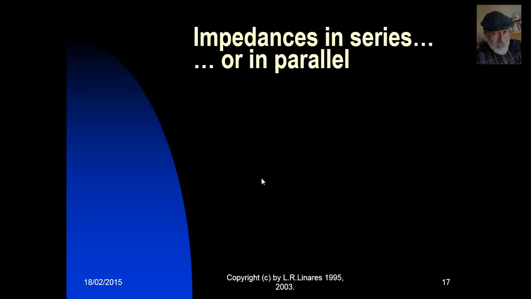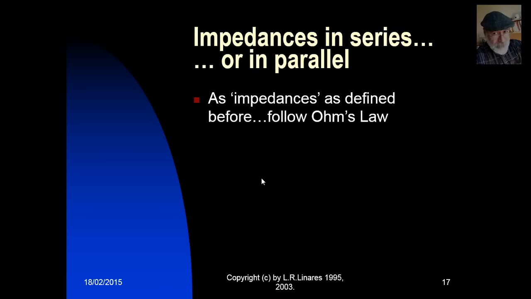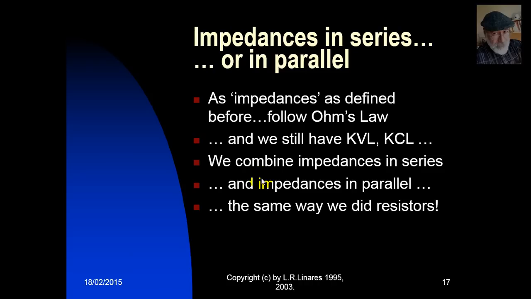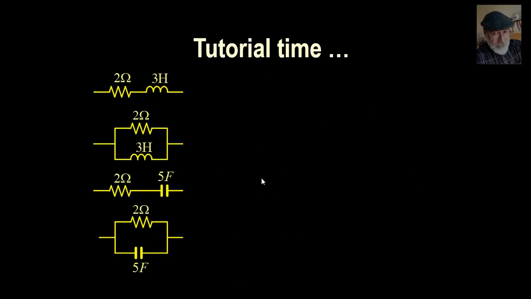Now, impedances in series or in parallel, or Y to deltas or delta to Ys. Because impedances, the way we defined them a moment ago, follow Ohm's law, V is Z times I, and because we still have KVL and KCL, of course we can combine impedances in series and combine impedances in parallel the very same way we did with resistors, right? We can transform them from delta to Y and Y to delta, and we can even use MNA in the P operator domain, which we will be doing in a moment.